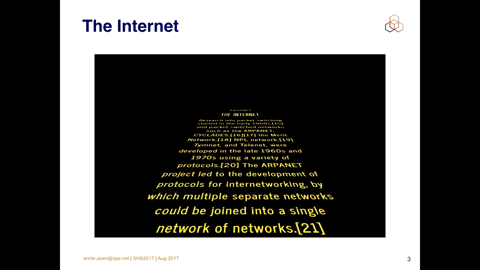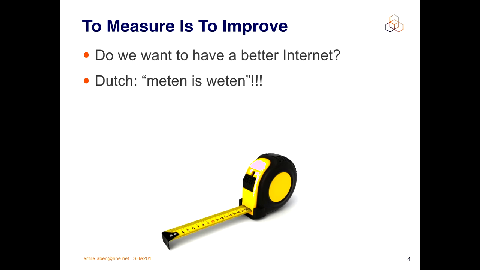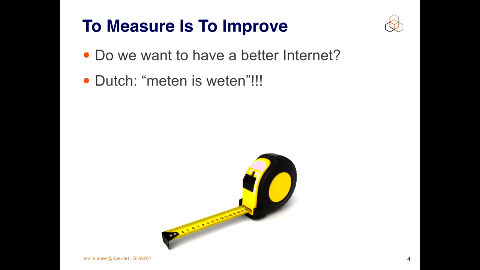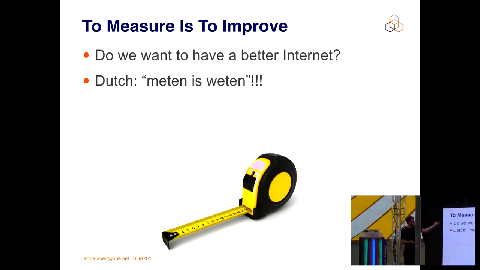But like a while ago, the internet was developed, and it's all nice, and we all know it, and we all love it. But we all like it to be better. So how do you make something better? You try to measure it. That's a rhetorical question, of course. Do we want to have a better internet? And there's a nice Dutch saying, which is "meten is weten," to measure is to know. So how do you make a thing like that better?